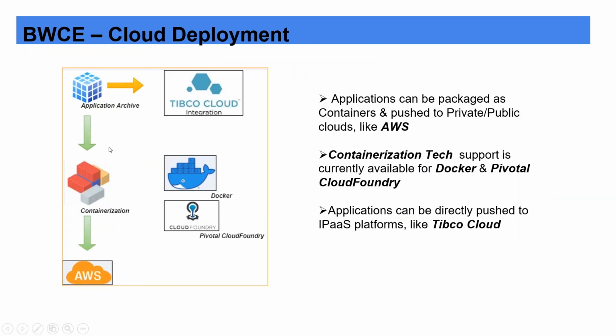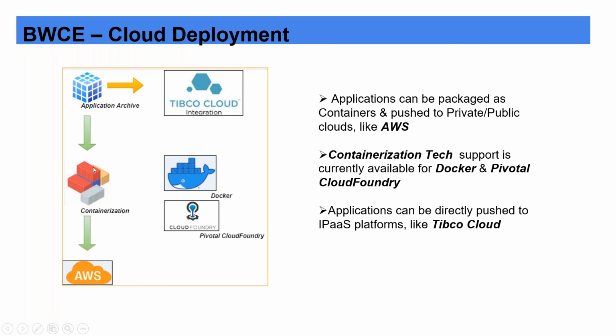So this is, in a nutshell, what we use. We have the application archive, that EAR. If we want to deploy on Tibco Cloud, we can directly push it, even from the studio itself, because it is from Tibco to Tibco. If we want to deploy on a generic cloud platform, we have to containerize. These are the containers, and we can use either Docker or Cloud Foundry. These are two different technologies, but Docker is the more popular one.